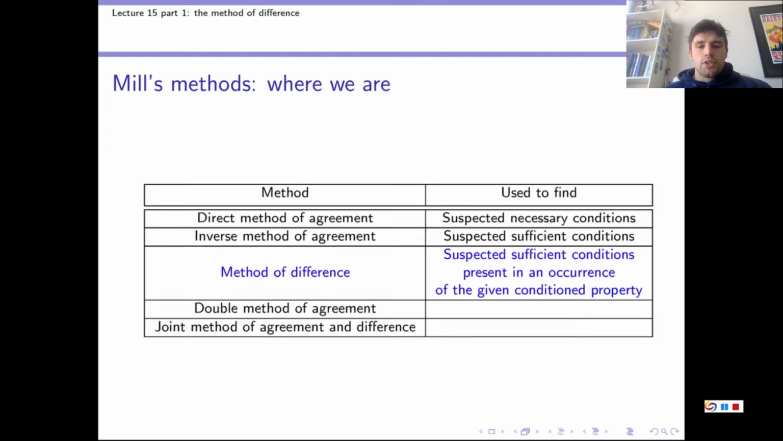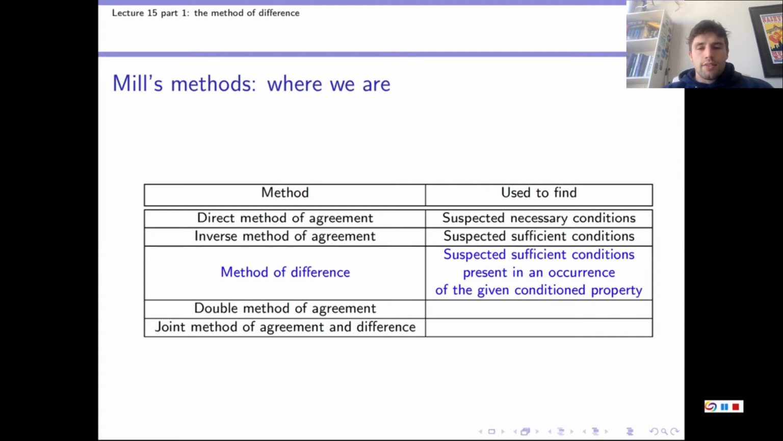The method of difference, which we'll look at in this video, is used with a more restricted goal in mind than the methods we've seen so far. It's used to find out which of the properties present in a certain occurrence of the conditioned property might be sufficient conditions for that conditioned property. So we're going to unpack this with an example that will hopefully make clear the difference between this method and the ones we've seen in the previous two videos.